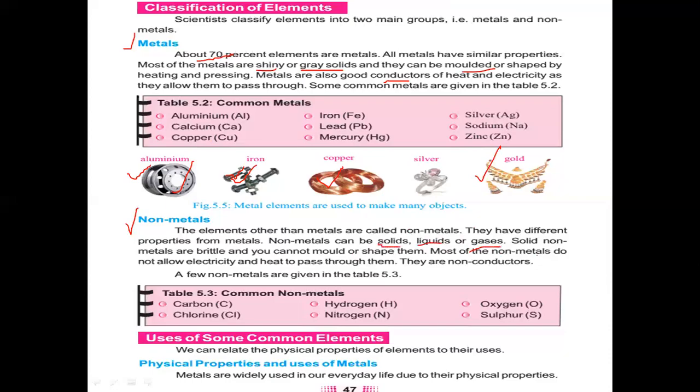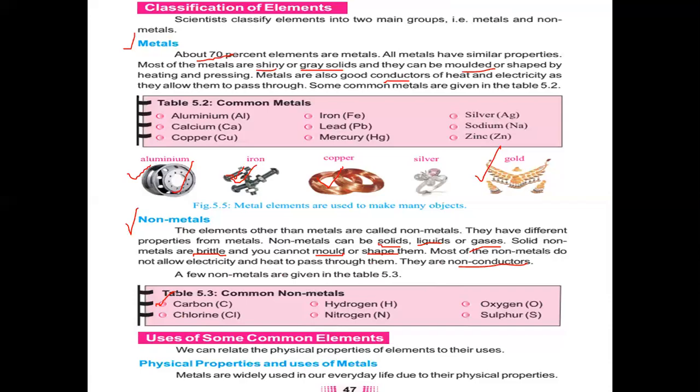If we see non-metals, the opposite of them, they are not only solids, but they are liquids and gases as well. Solid non-metals are brittle. Brittle means they are not hard, they are very soft, but they cannot be molded into different shapes. And non-metals do not allow electricity and heat to pass. It means they are non-conductors. We don't say they are bad conductors. They are non-conductors because electricity cannot pass through them.